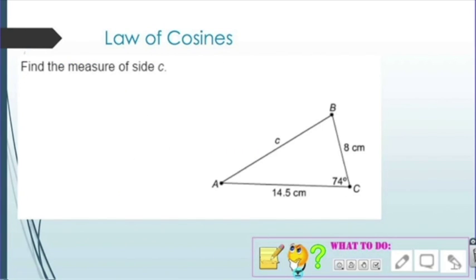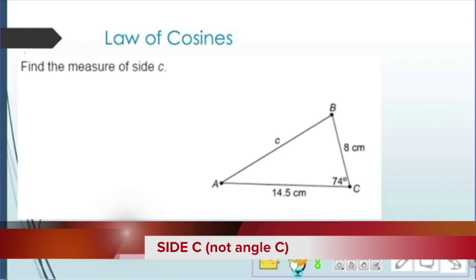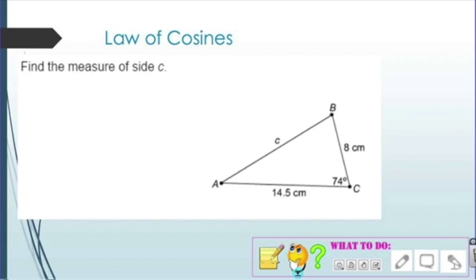Let's try one. We are trying to find the measure of angle C. If you notice, we can't use the law of sines because I don't have the measure of angle B or the measure of angle A, so it's not going to help us there. That's why we're going to have to use the law of cosines. We're going to use the one where we put the angle in question and the side in question on the outsides of the formula.